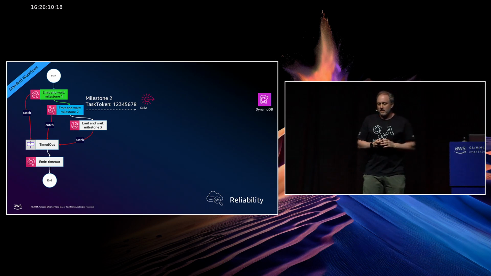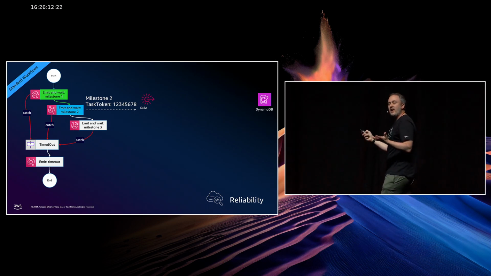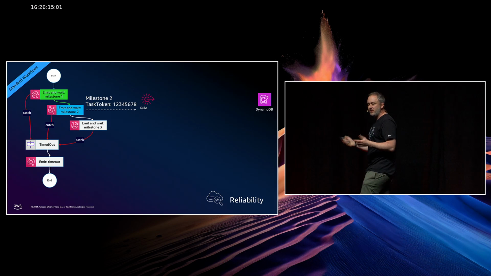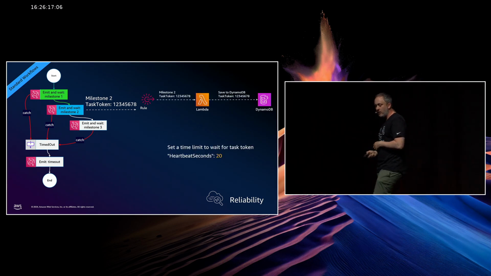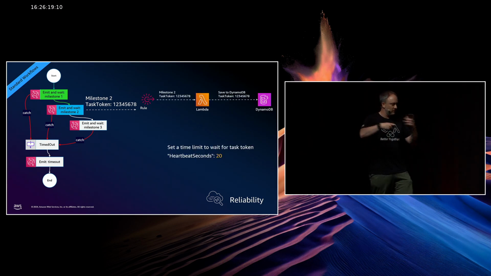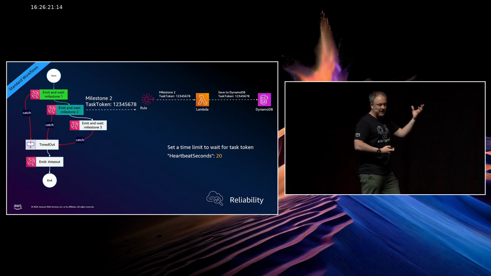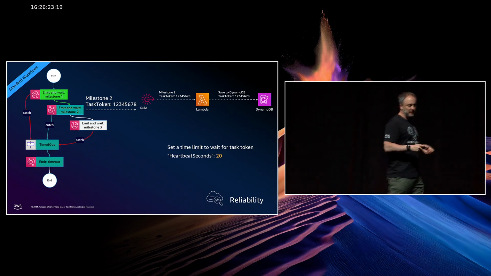where the pattern resumes, and off we go again. Now, if I don't want to wait for 1 year for every milestone, which is reasonable, I can set a heartbeat or a timeout. Once that amount of time is reached, I can catch that, and my workflow will then take a different path.